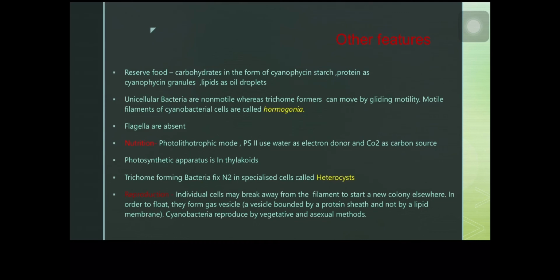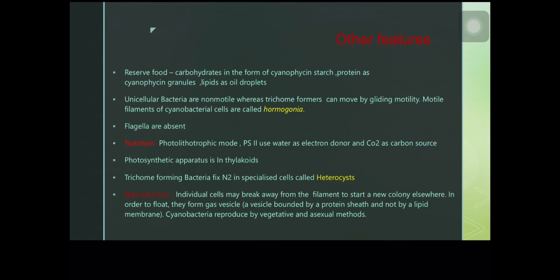The nutrition here is photolithotrophic. It contains two photosystems. Photosystem 2 splits the water, which serves as an electron donor, and releases oxygen. Carbon dioxide is utilized as a carbon source that is converted into starch material. The photosynthetic apparatus includes the pigments, the reaction center and the electron transport system. All these three are parts of the photosynthetic apparatus, which is present in the thylakoids, distributed in the cytoplasm. As mentioned in the previous slide, there are specialized structures helpful for the fixation of nitrogen. They are called heterocysts.